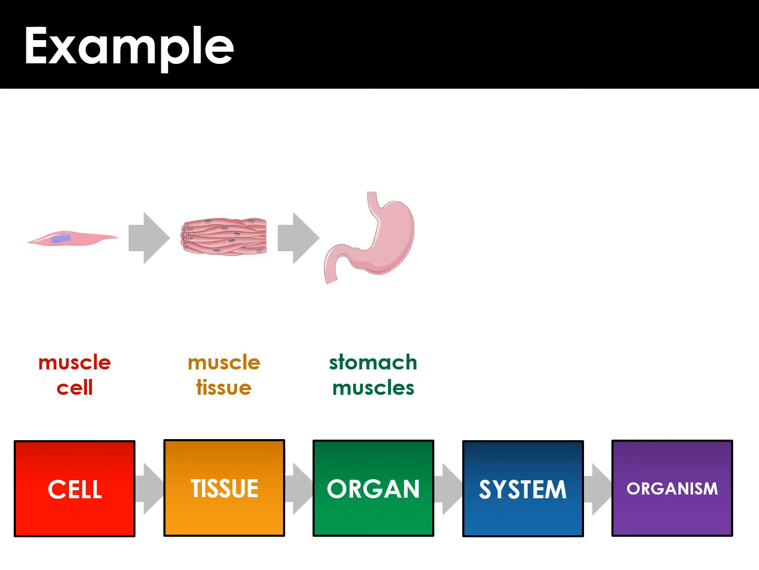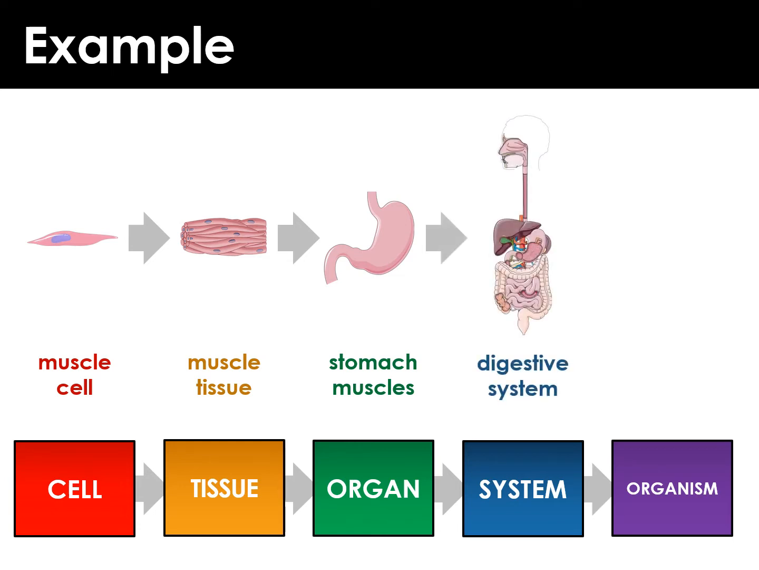If we group muscular tissue together with other structures, we can form an organ such as the stomach. If we group the stomach together with organs and other structures, we can form the digestive system. And when we combine the digestive system with the 11 other organ systems that exist in humans, we form the entire human organism.